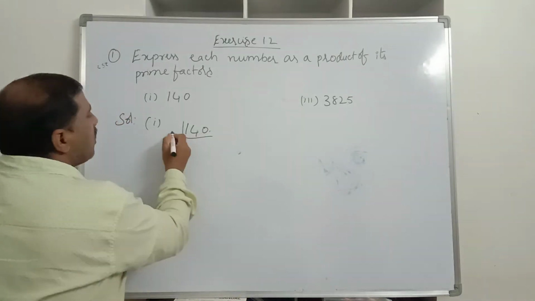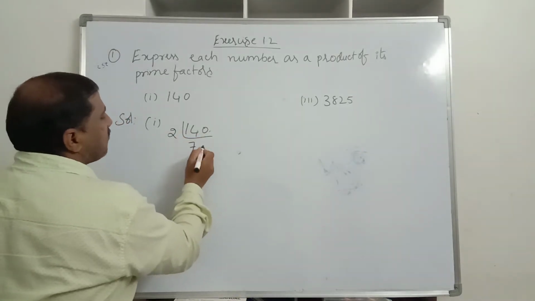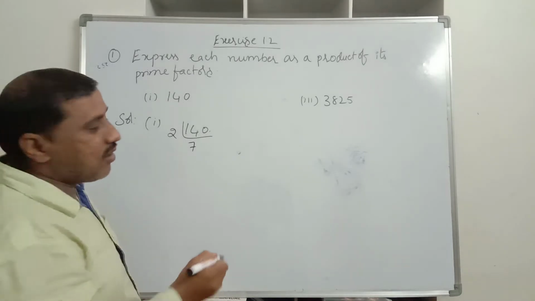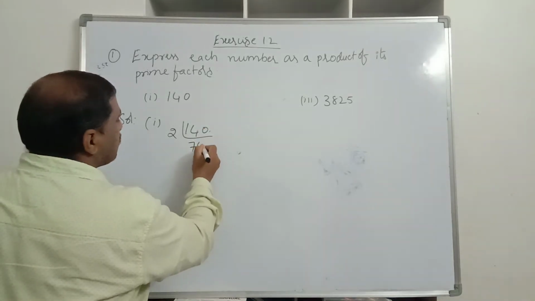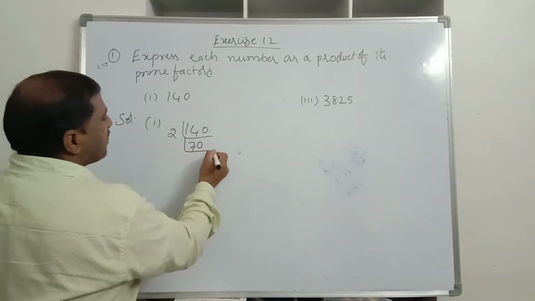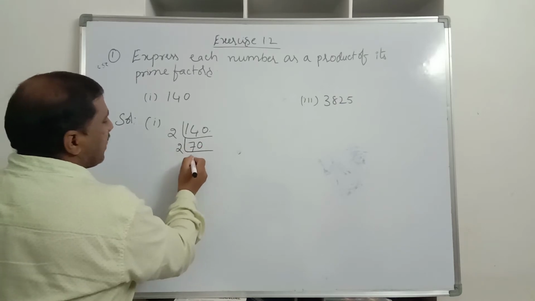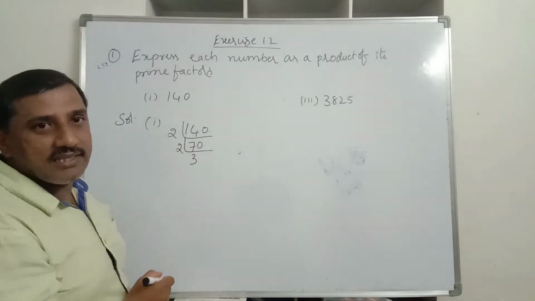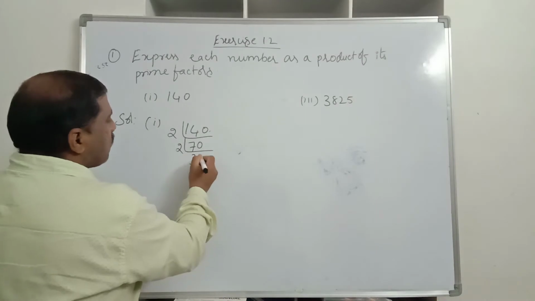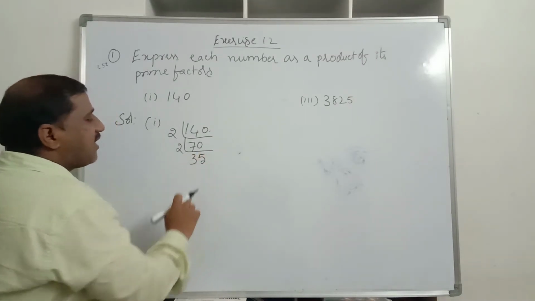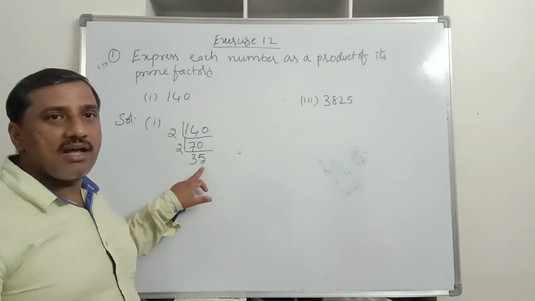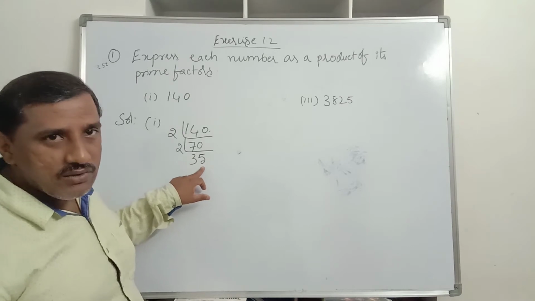Divide by 2. 2 sevens are 14. 14 minus 14 is 0. Then bring down 0. 2 zeros are 0. Again 0 is there, divide by 2. So 2 threes are 6. 7 minus 6 is 1. Then bring down 0, 10. 2 fives are 10. Here in the units place we have 5, therefore it is not divisible by 2.